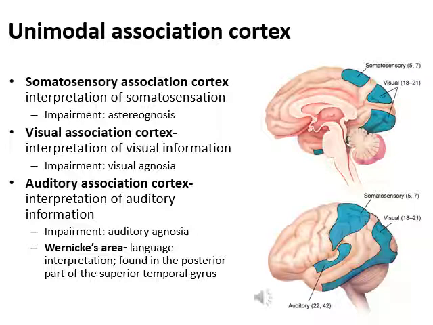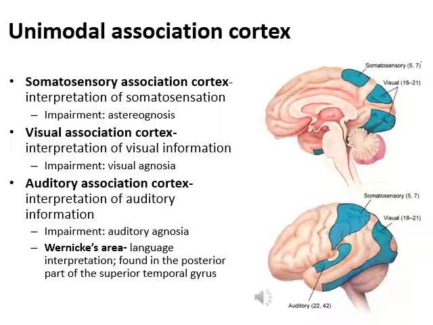The second unimodal association cortex is the visual association cortex. You can see on the picture Brodmann areas 18 to 21 are the visual association cortex. This analyzes the visual information. If you have any lesion in this area, you will have visual agnosia. So you can see things, but you don't know what they are. You don't have the perception.